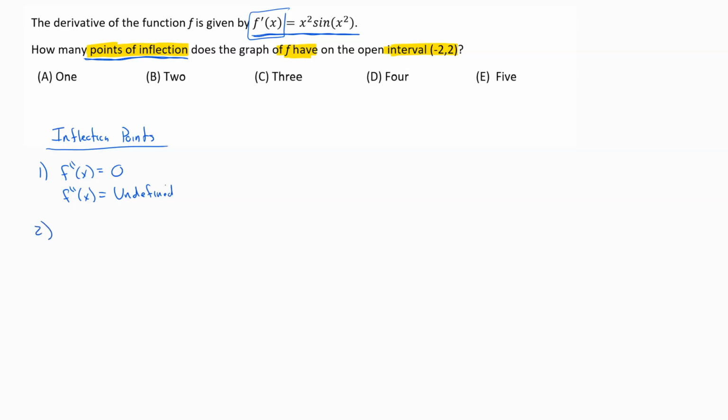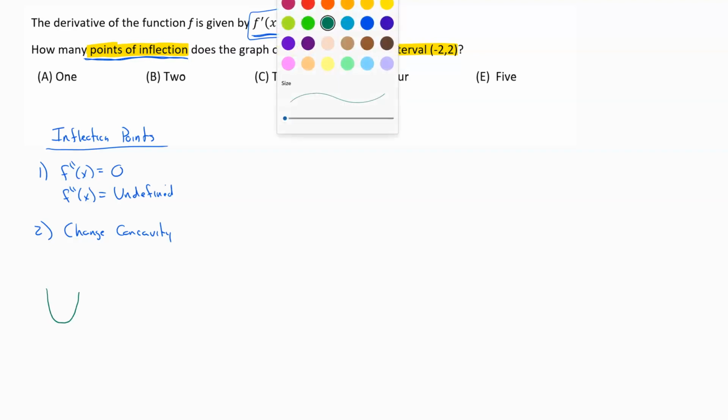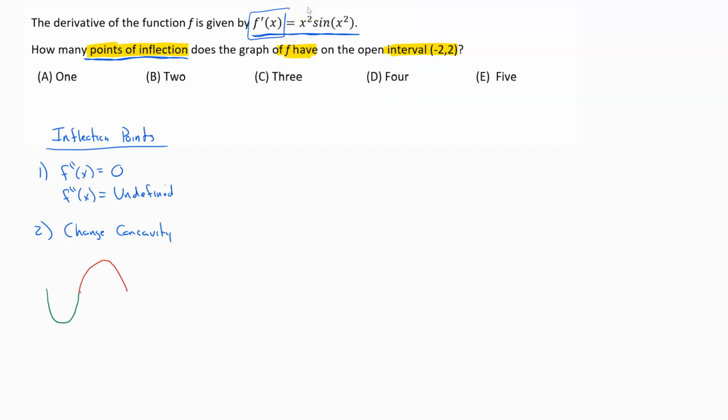Then the second thing we would be looking for is that it needs to change concavity at that point. So the graph needs to change from going concave up into concave down, or vice versa, from concave down into concave up. Wherever that change in concavity happens, these are what we refer to as inflection points. So notice that inflection points are always talking to us about second derivative information.